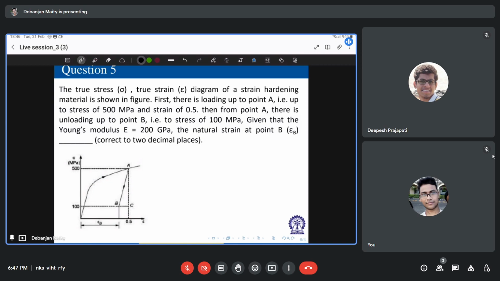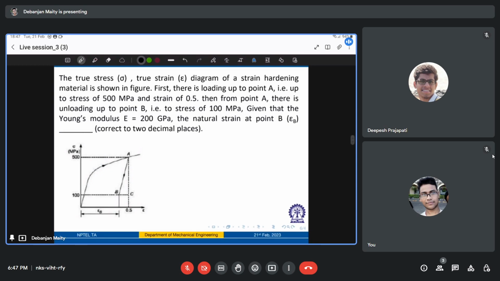So this is also from stress strain curve. Here you have this true stress strain diagram of a strain hardening material, which is shown in the figure. First, there is loading up to point A, that is up to stress, which is given 500 megapascal, and then strain is also provided.